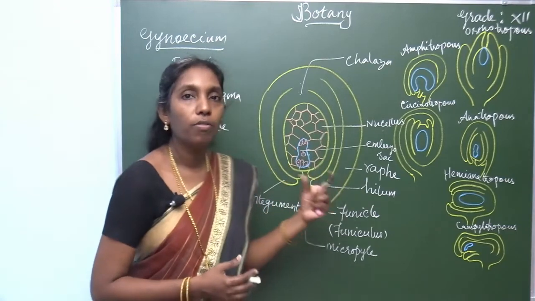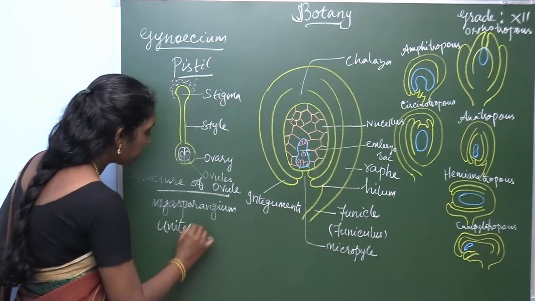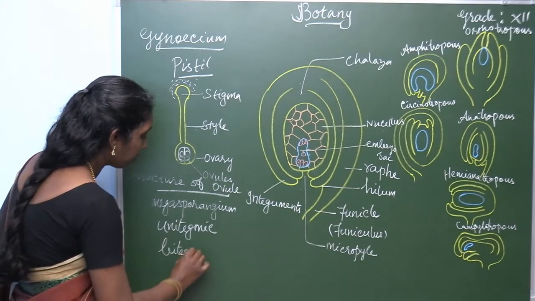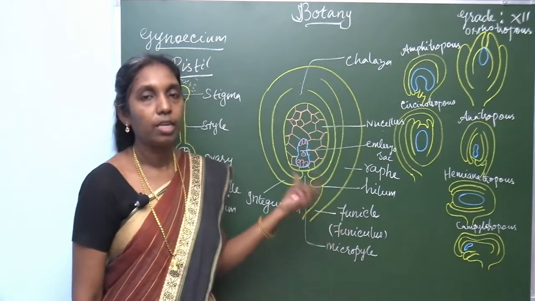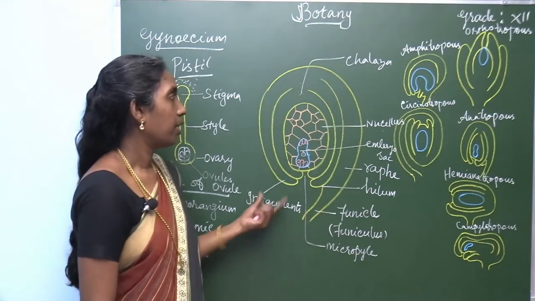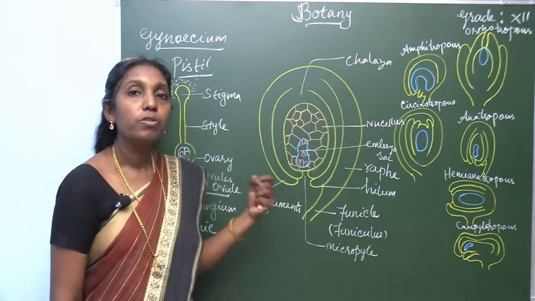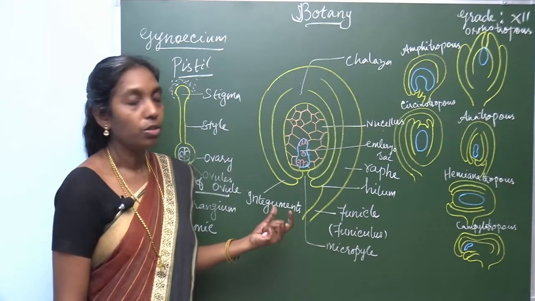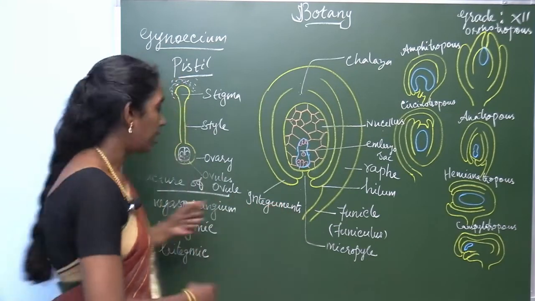Based on the number of integuments, the ovule is classified into unitegmic or bitegmic. If a single integument is there, it's called unitegmic. If two integuments are there, it's called bitegmic. And based on the nature of the sporogenous tissue, there are two types of ovule, tenuinucellate and crassinucellate.